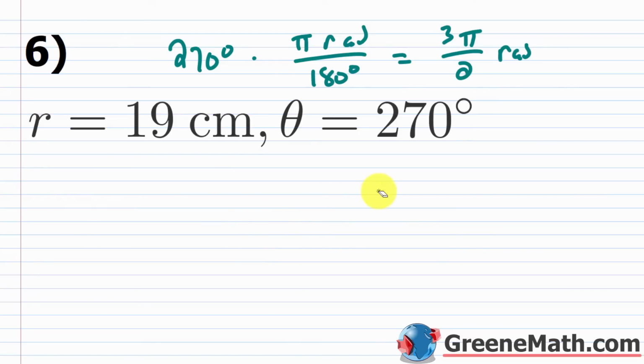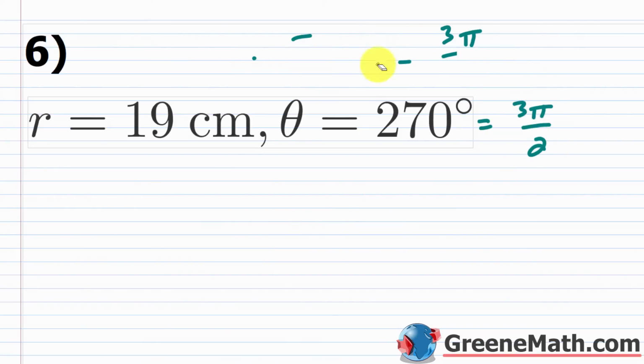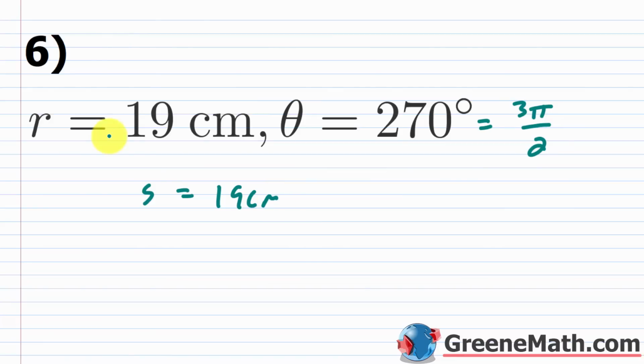Okay, so let's get rid of this and put 3 pi over 2. And let's get rid of this. Okay, so we can just plug into the formula. So S, the arc length, is equal to your 19 centimeters, your R, or your radius here, times your theta, which is 3 pi over 2. Nothing's going to cancel. So 19 times 3 is 57, and then we have pi over 2, and this is in terms of centimeters.